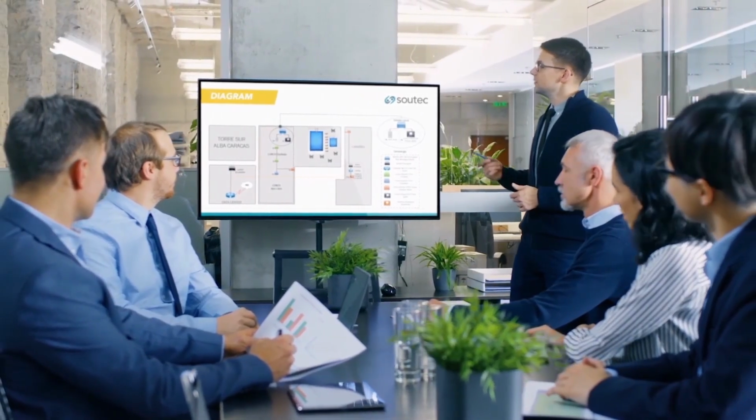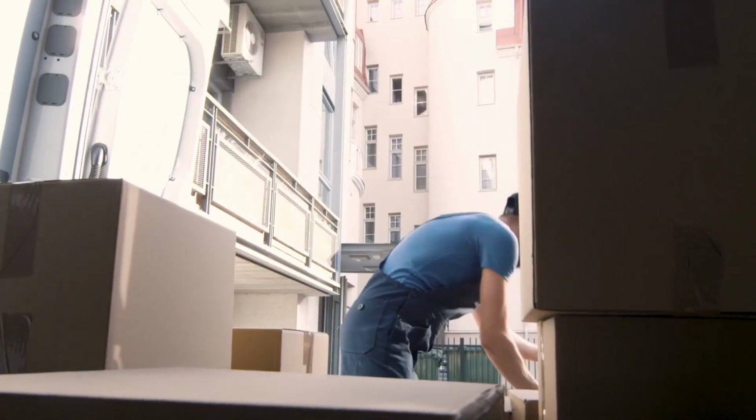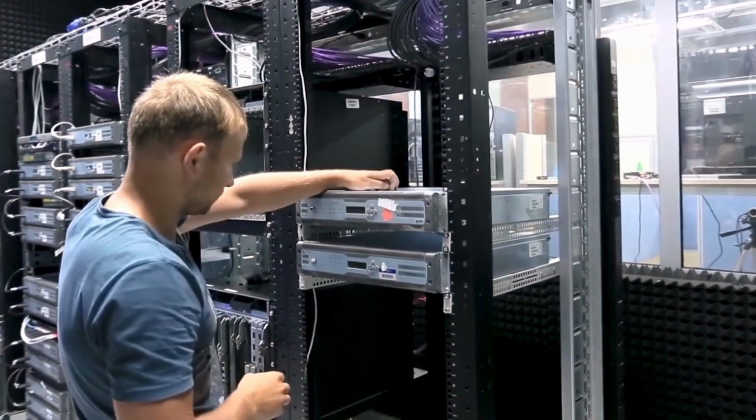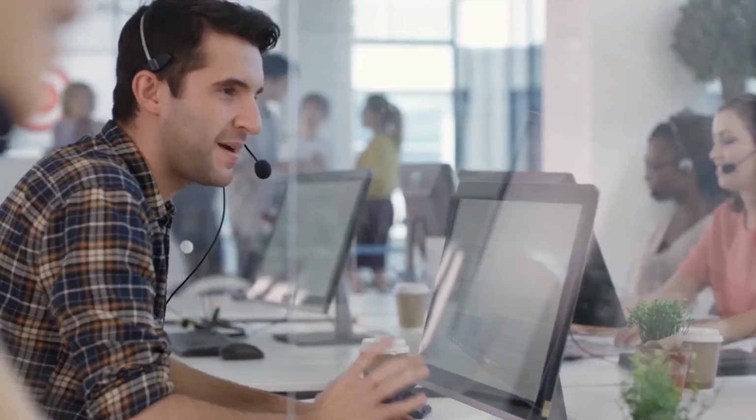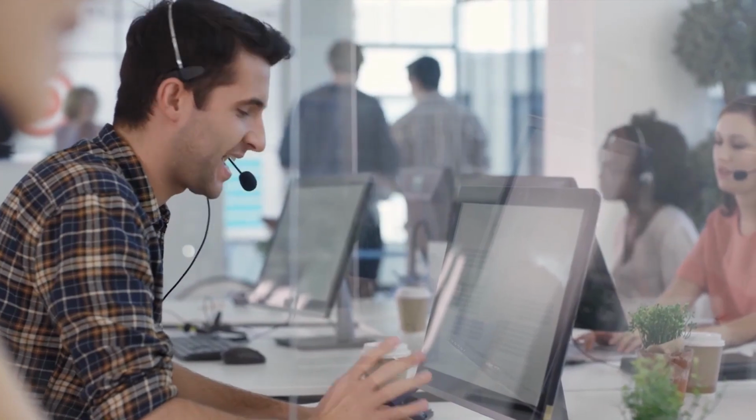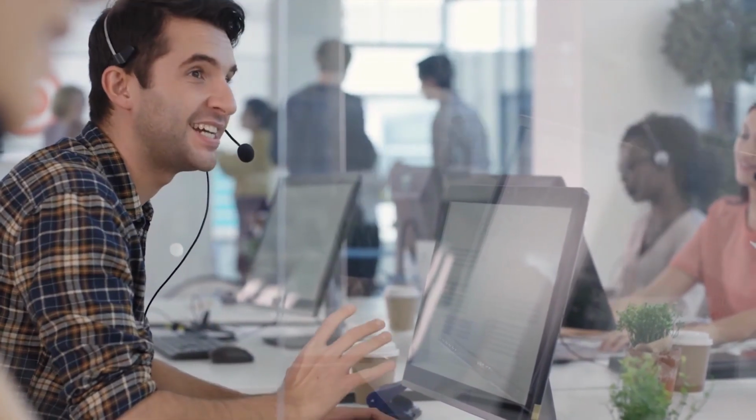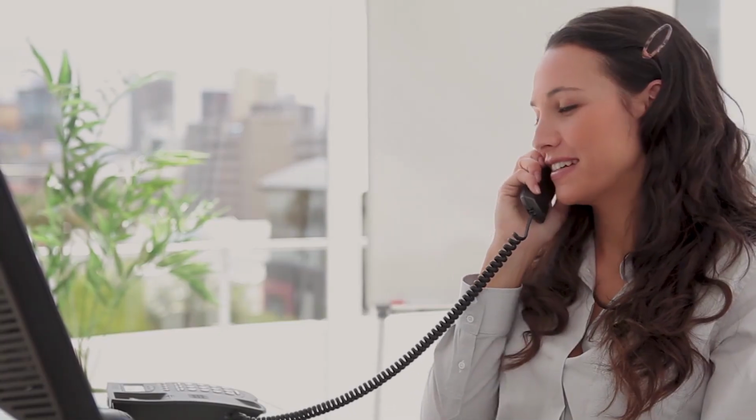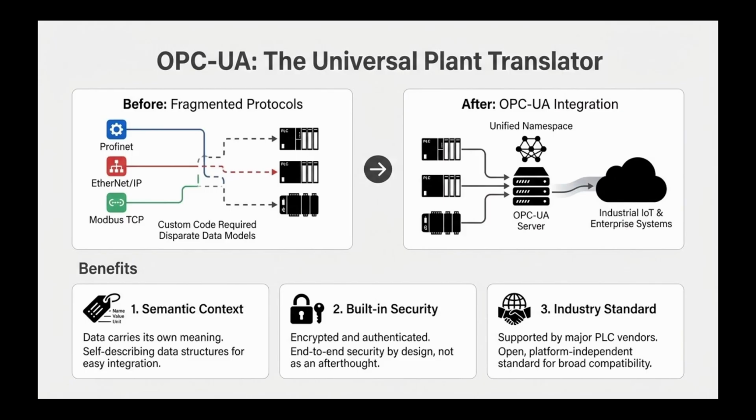With OPC-UA, the data carries its own meaning. The tag doesn't say TT204, it says: I am the inlet temperature sensor on pump P204 in building 3. I measure degrees Celsius, my normal operating range is 65 to 85 degrees. That context travels with the data everywhere it goes. That is the difference between data and intelligence, and that is why OPC-UA is the foundation that makes industrial AI actually work in practice.